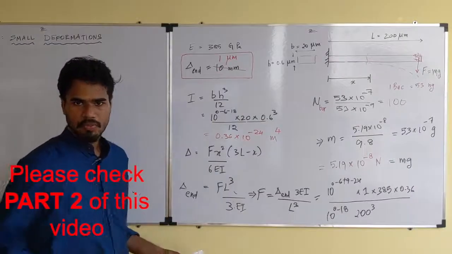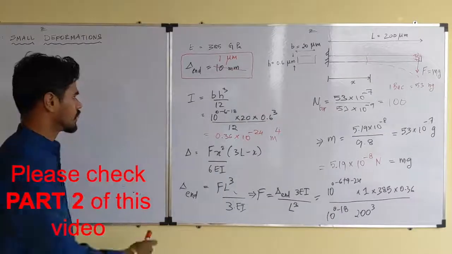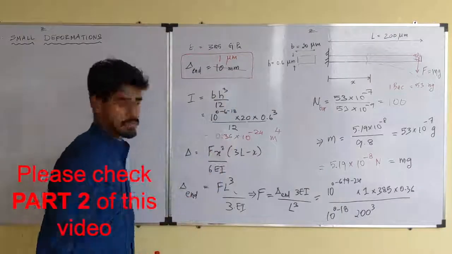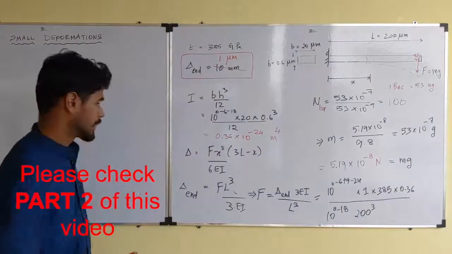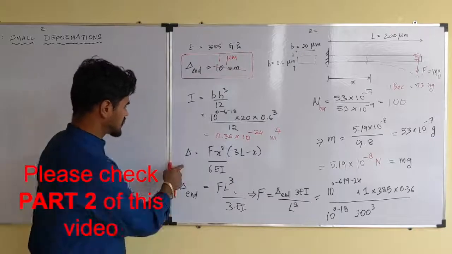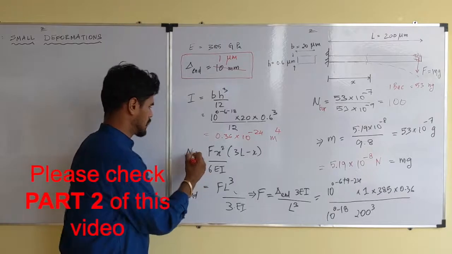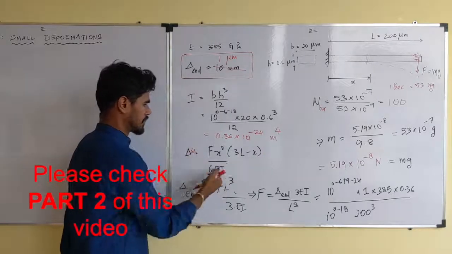But this raises a couple of questions. One, we somehow wrote down this I as BH cubed by 12 for the rectangular cross section. Why is that? Second, we also used this particular form of deflection, delta of x, as this particular function of x.